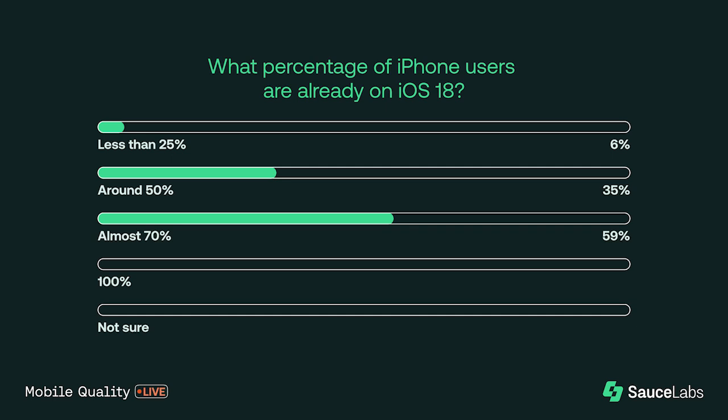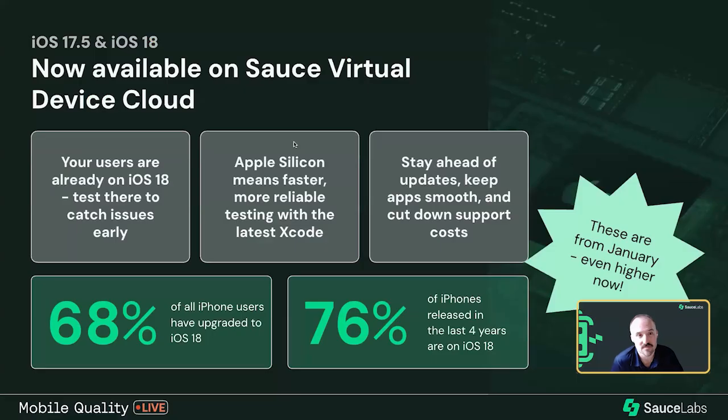All right, yeah, pretty good guesses. I think everyone's pretty spot on. So yeah, here are the actual numbers. These are the most recent numbers that have been published by Apple, from the end of January, so these are even higher now. But at that point, 68% of all iPhone users had already upgraded to iOS 18. And if you look just at the iPhones that have come out in the last 4 years, it's even higher, over 75%. And it's likely these numbers are even higher today.